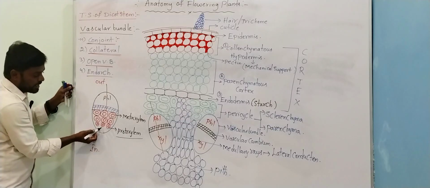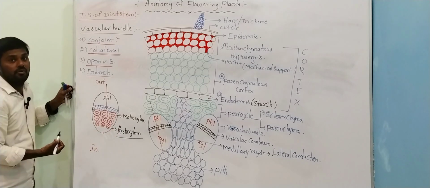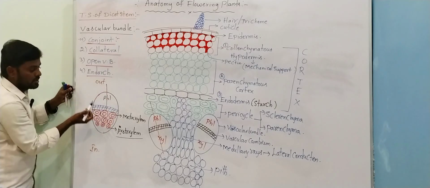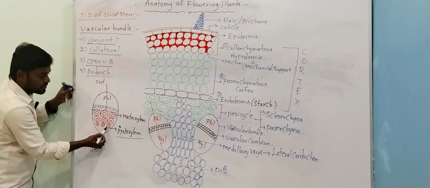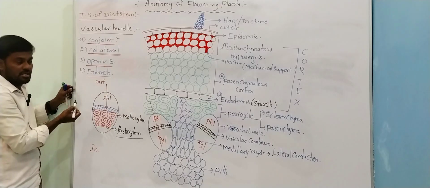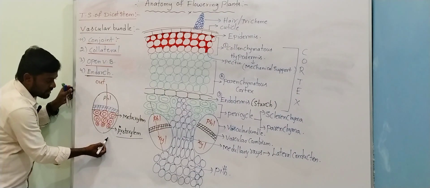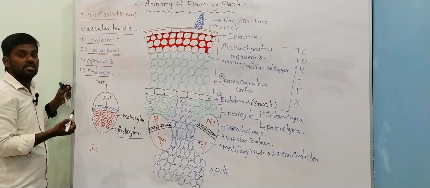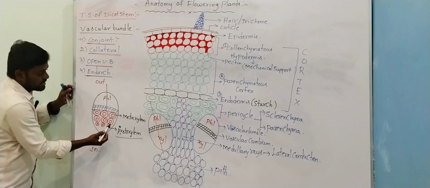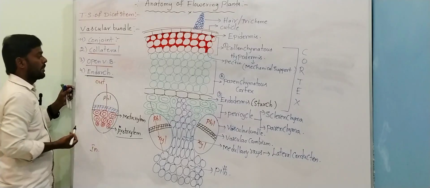So endarch condition means, endarch means inside. We can identify the position of the protoxylem. Protoxylem towards the inner side, metaxylem towards the outer side. Metaxylem is the bigger structure, protoxylem is the smaller structure. That condition is known as endarch. In case the metaxylem is towards the inner side and protoxylem towards the outer side, that condition is known as exarch. We don't need that now. Endarch means protoxylem towards the inner side, metaxylem towards the outer side. That condition is known as endarch.